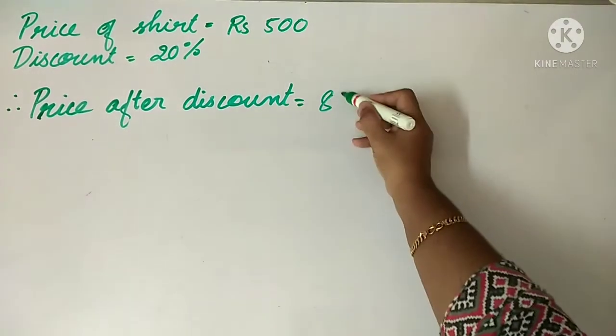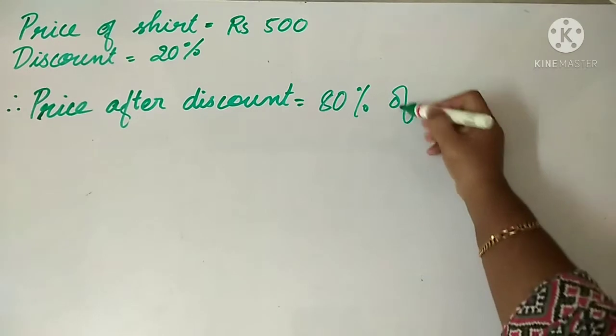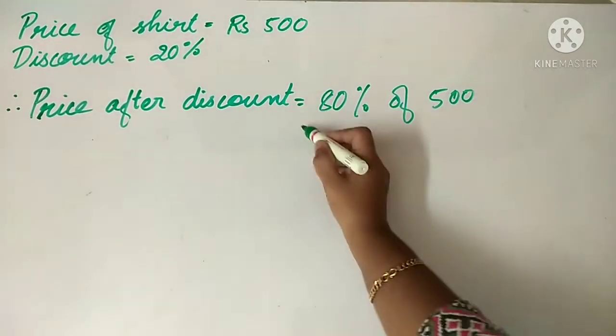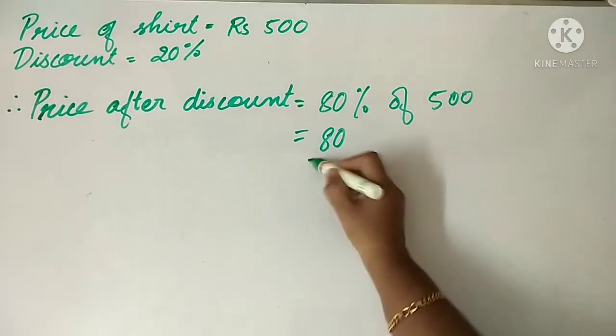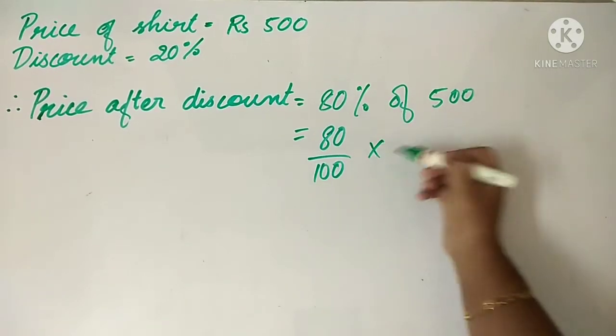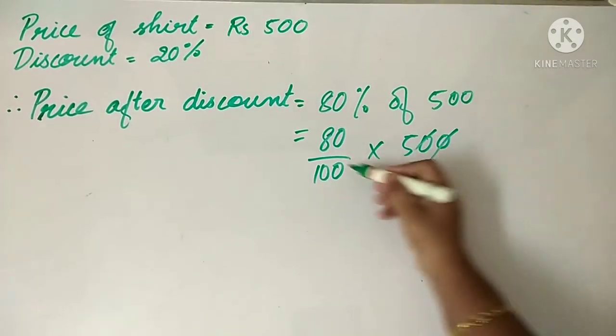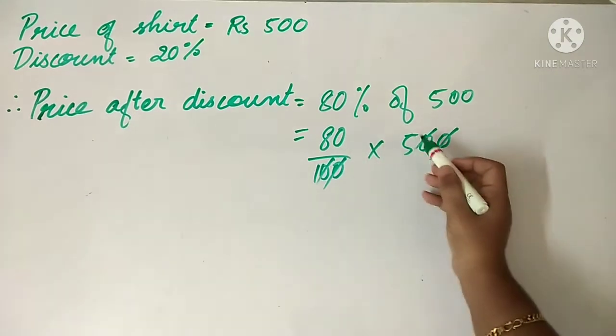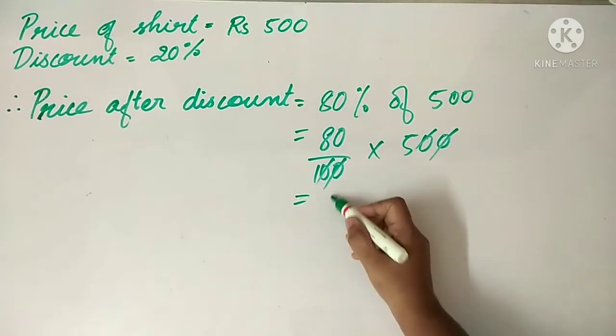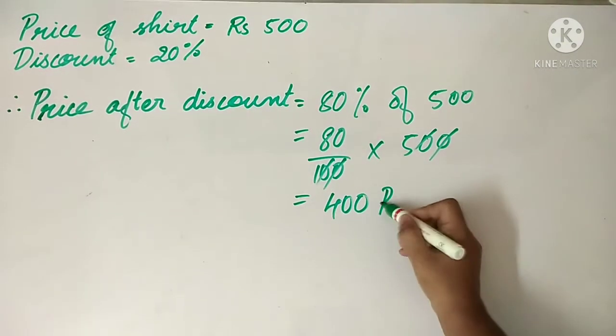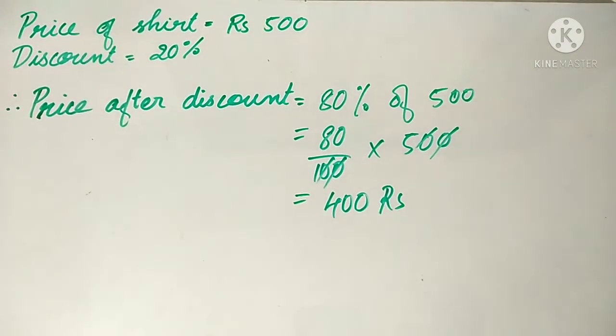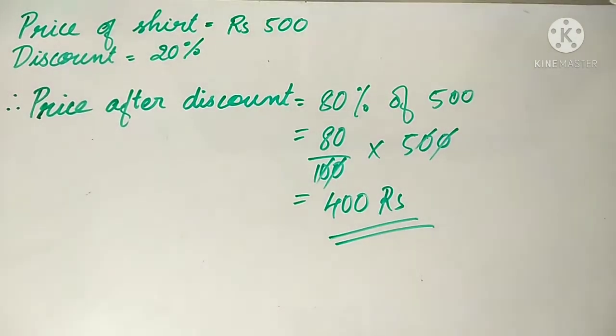So we write 80% of rupees 500. That is equal to 80 by 100 into 500. These zeros get cancelled. Balance 80 into 5. That is equal to 400 rupees. So price after discount is rupees 400.